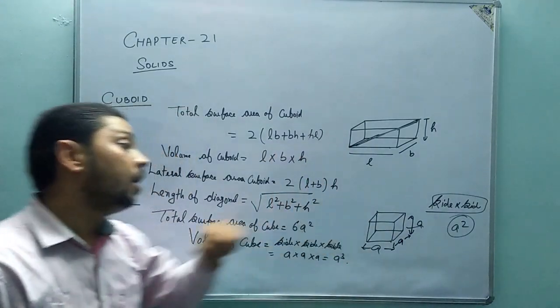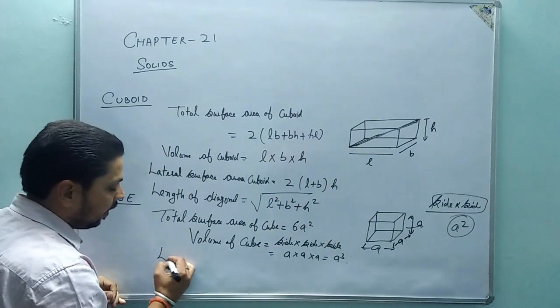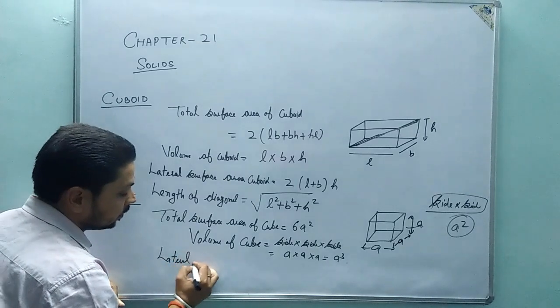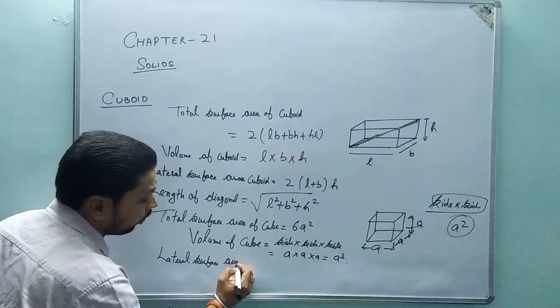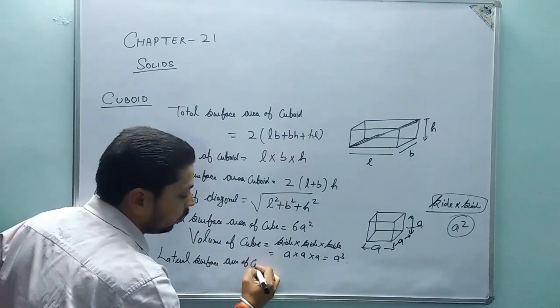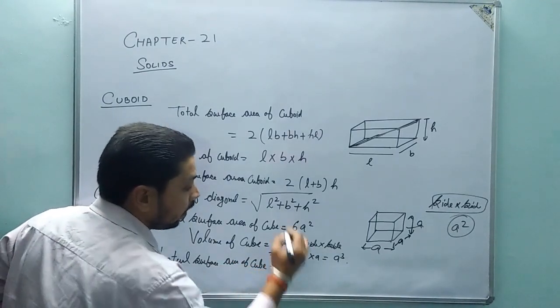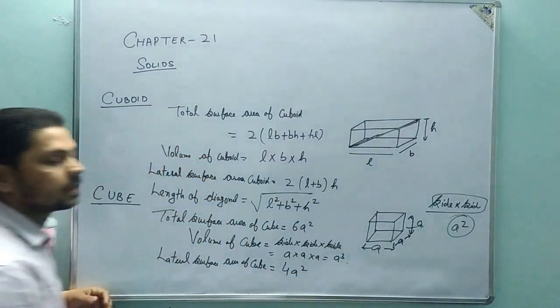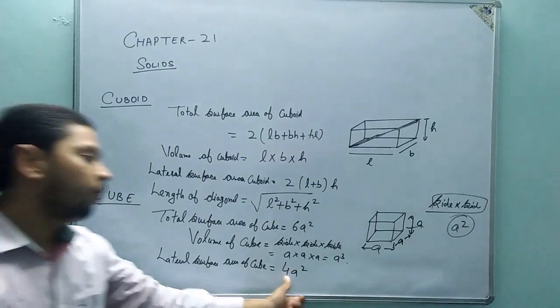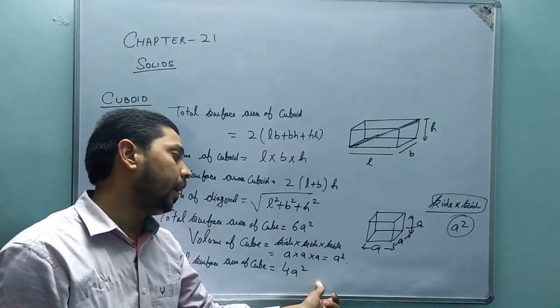as well as the ground part here. So the lateral surface area of cube is equal to, we have 4 walls here, so it will be 4a square. It will be 4 into side square, or 4a square.